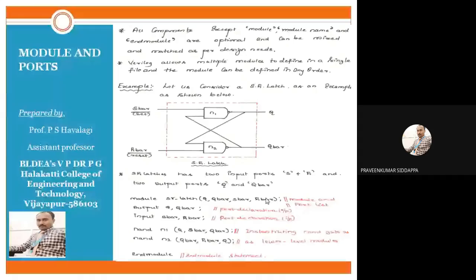Which are the inputs for N1? Two are the inputs for N1. One is S bar and another one is Q bar. Is it clear? Because of that reason, I have written NAND N1 Q comma S bar comma Q bar. That is how the code should be executed.